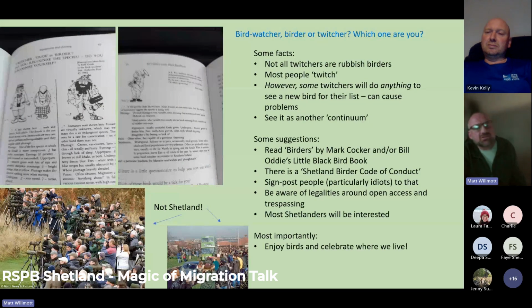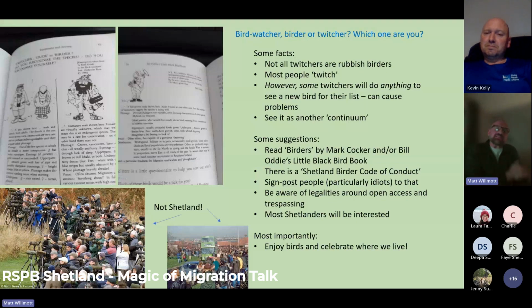Most people, in my experience, will be interested. They'll be interested to know, well, there's a crowd of people in the garden. I was in Levenwick a couple of years ago, and there was a Swainson's thrush from America and a Blyth's reed warbler from Eastern Europe in the same garden. There was a crowd of guys there, and no one had gone and explained to the lady whose house it was what was going on. And actually, she was really interested to know what we were all doing there. So I think that's really important.